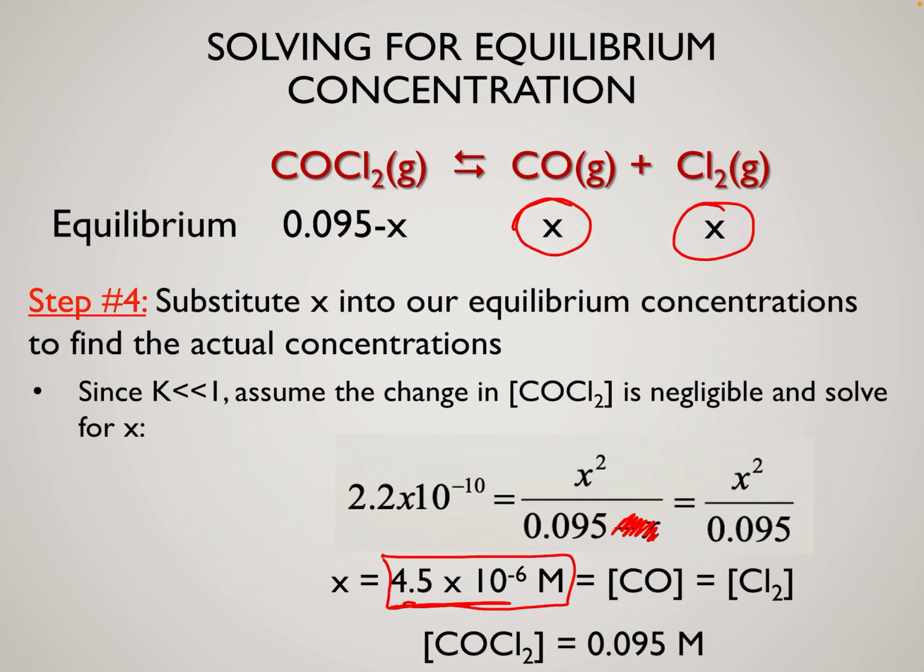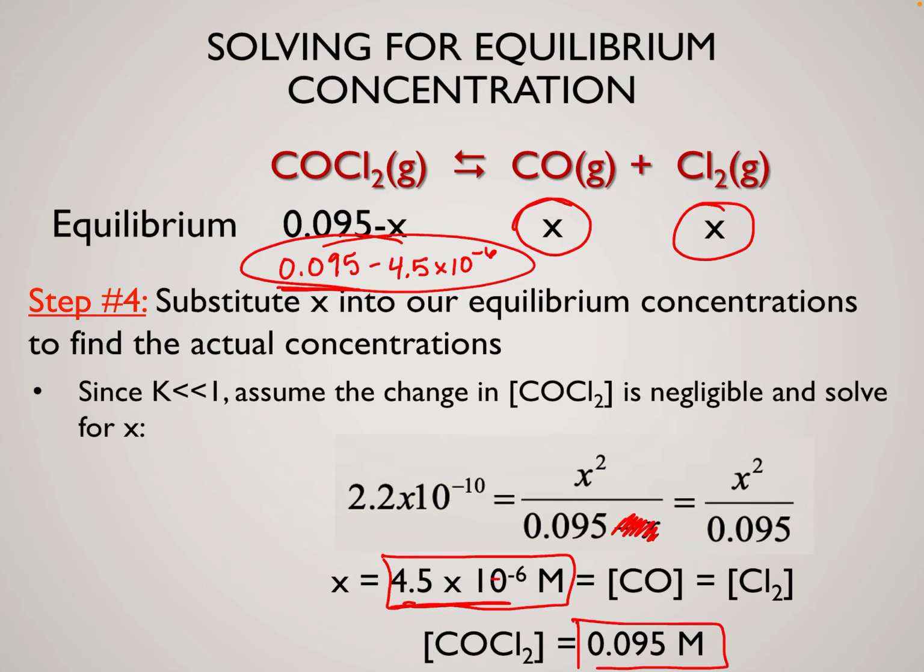Okay, now when we look at our COCl2, our equilibrium concentration would be 0.095 minus 4.5 times 10 to the minus 6. Okay, looking at significant figures here, we can only have up to three places past the decimal in our answer. So if we went through and did this subtraction, it would round back to 0.095 because the difference here is negligible.